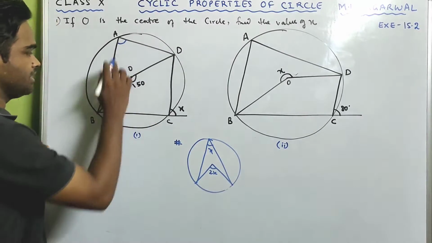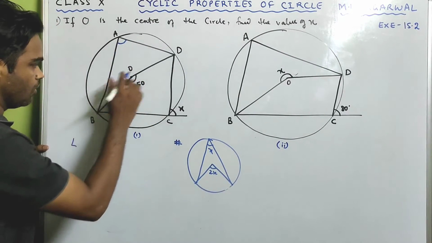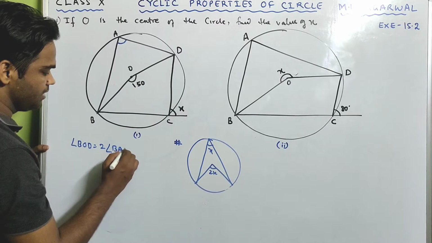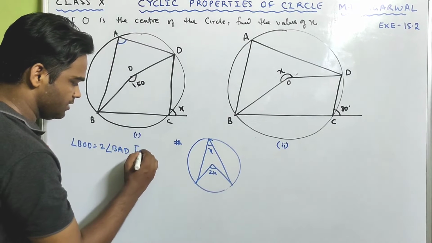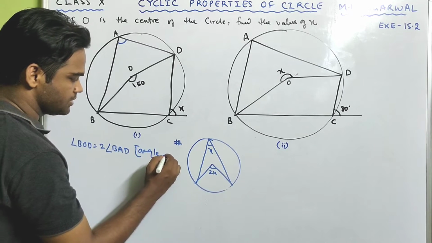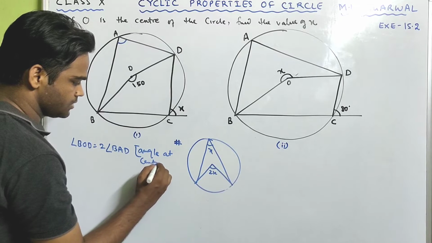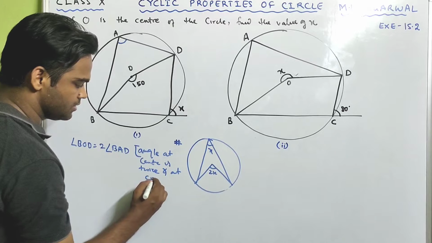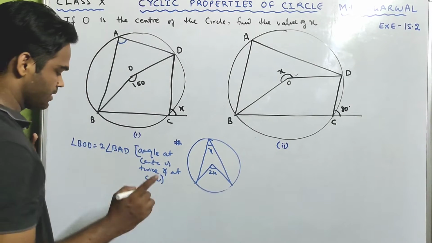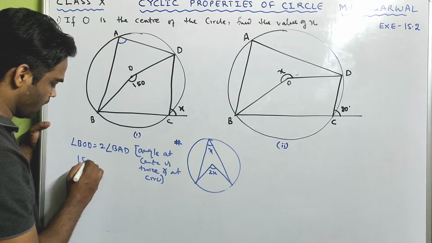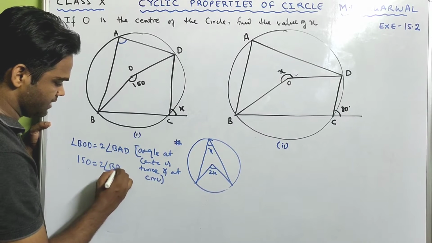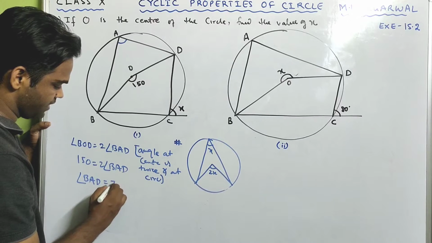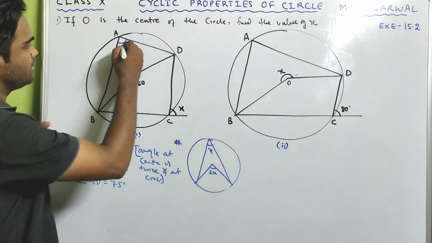So, which we can say angle BOD is twice angle BAD. Why? Because angle at center is twice angle at circumference, isn't it? So BOD is 150, so 150 equals twice of BAD. ध्यान से देखना, तो 150 by 2 यानी कि BAD मेरा आ जाएगा 75 डिग्री.